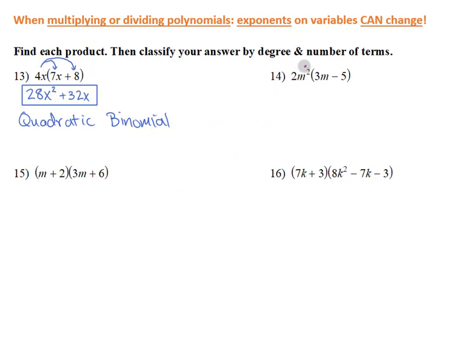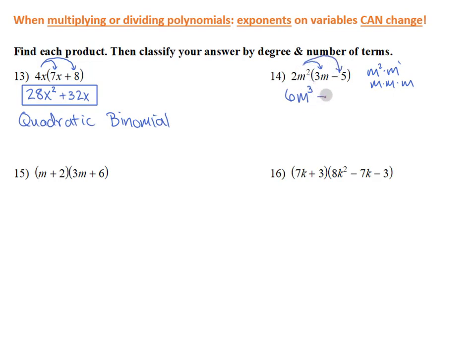Okay, for 14, very similar. If we were to distribute this 2m squared here and multiply through, 2 times 3 is 6. M squared, so if you're thinking about what's happening here, m squared times m, remember m squared means m times m, and then we're multiplying by another m. So this is really m to the 3rd, right? Or you can even think of our property from exponents that we could add the exponents here. But this becomes 6m to the 3rd.